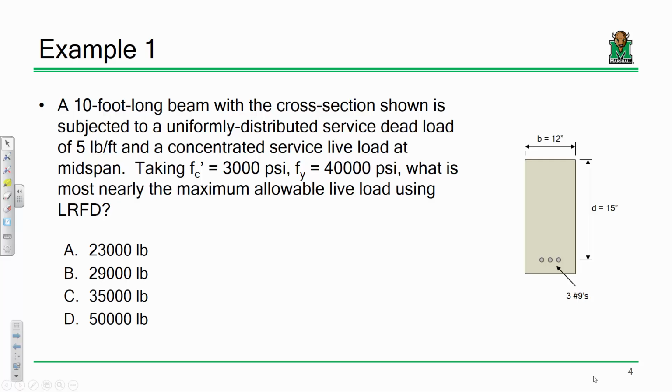But we have a uniformly distributed surface dead load of 5 pounds per foot. That's a really light load, and you could probably neglect it, but we're going to consider it just to make sure that we remember how to do the math. We have a concentrated service live load at midspan, so a point load right in the middle. If we have an f'c of 3,000 psi and a yield stress of the steel of 40,000 psi, what is most nearly the maximum allowable live load that the beam can withstand using LRFD?